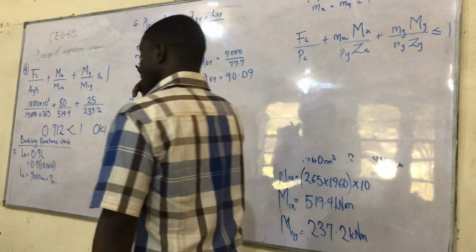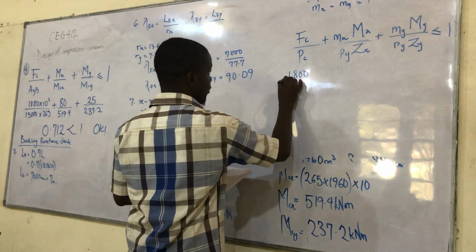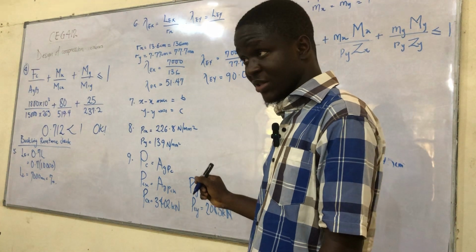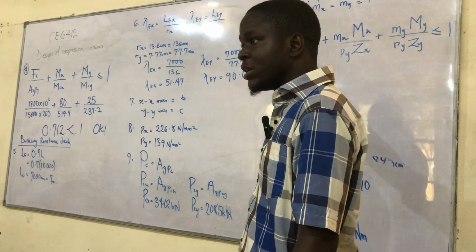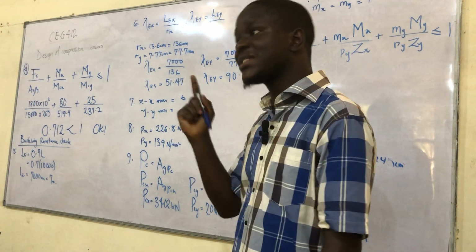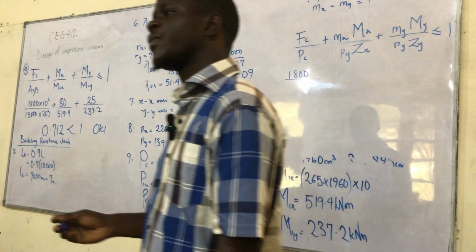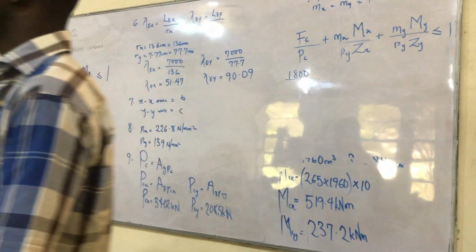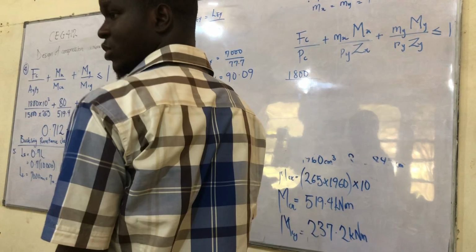All right, so let's do this. What's our FC? Why is it times 10 power 3? What's the unit of our PC? Kilonewton. Now, our PC, what would be the value of our PC here? When you calculate PCX and PCY, your PC will be the lesser value between PCX and PCY. So what's the lesser value?